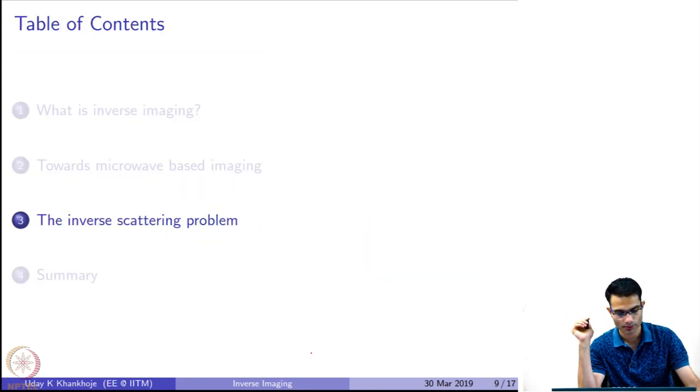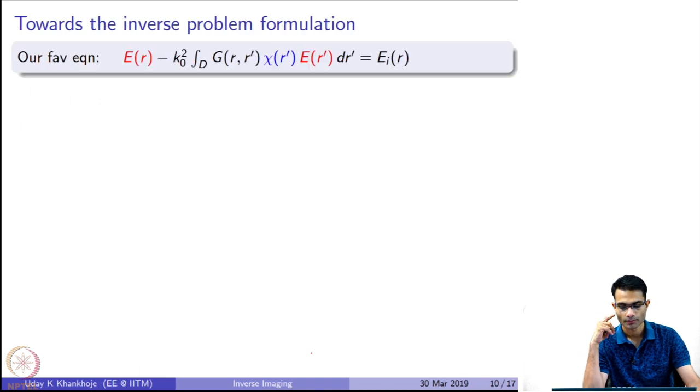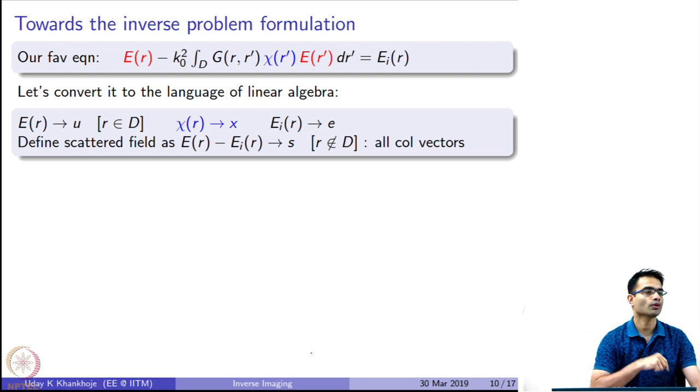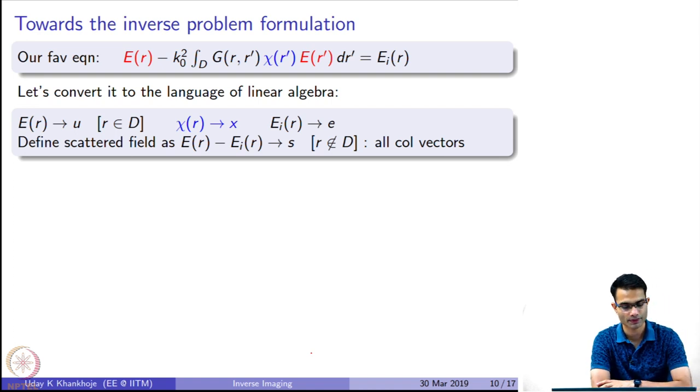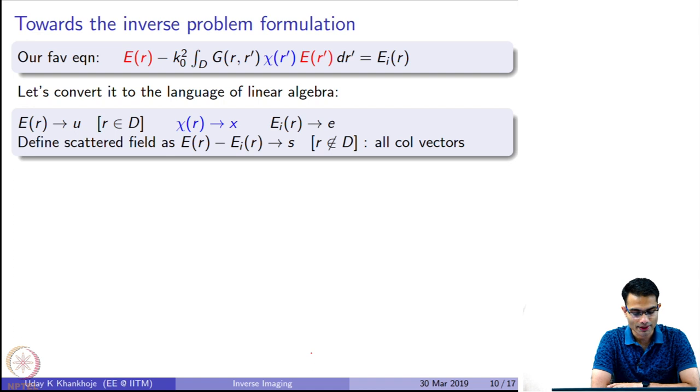So the inverse scattering problem now. Back to our favorite equation, right? So now when I want to solve it, I am going to make a few steps to get it into the language of linear algebra, right? Because we don't solve it in continuous variables, we discretize it. So this electric field inside the medium, I am going to call it u, okay? This chi r, I am going to call it x, and this incident electric field, I am going to call it small e, okay? So these are just column vectors.